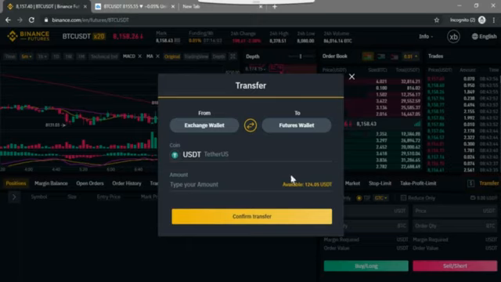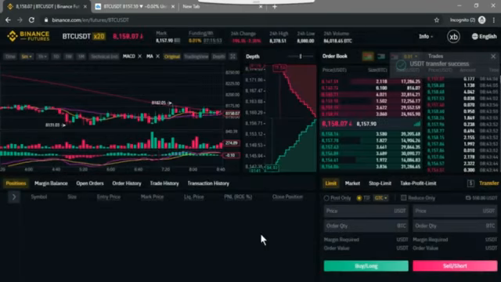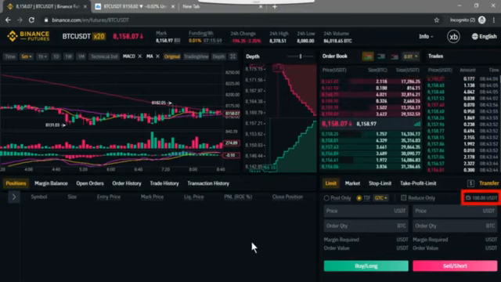And by the way, transferring funds from your exchange wallet to your futures wallet or vice versa is free of charge. You can see here your available USDT in your exchange wallet. Then enter how much you want to transfer and click transfer. After that, you will receive a confirmation of the transfer. And here at the bottom right of the screen is where you can see your available funds.